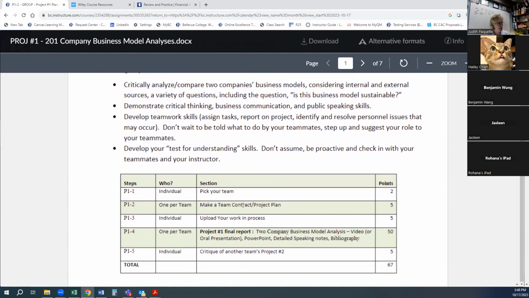You're going to make a team contract, turn it in Friday night, one per team. A week later, you'll upload your work in progress, and each team member will upload it individually. That's an idea I got from a lot of students saying we want our team members to be accountable and not just the night before it's due. We want to see their work in progress. Then you'll turn in your final report on November 2nd. And you'll critique another team.